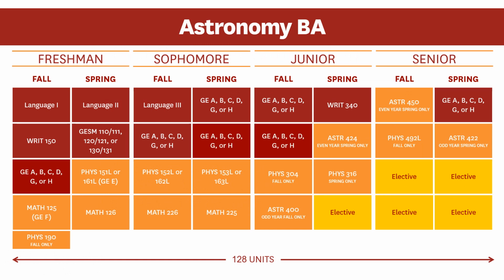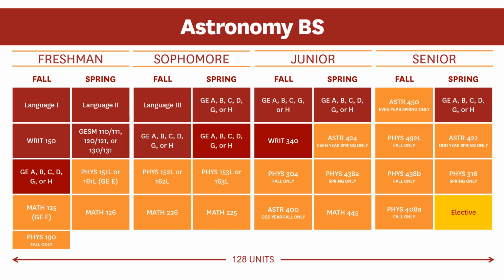This is a sample 4-year course plan for the Astronomy BA. You can see that there's about 20 units of elective space. Students may choose to take summer courses, and some have fewer foreign language or math requirements based on AP, IB, A-level exam scores, so it's very possible to open additional space for a minor.